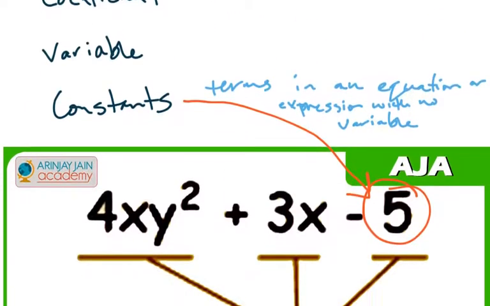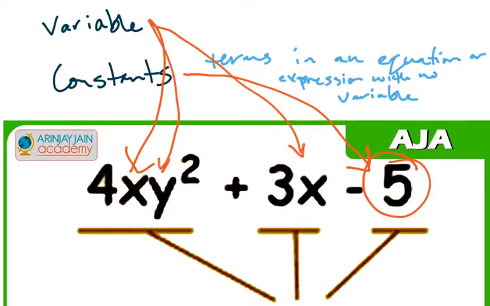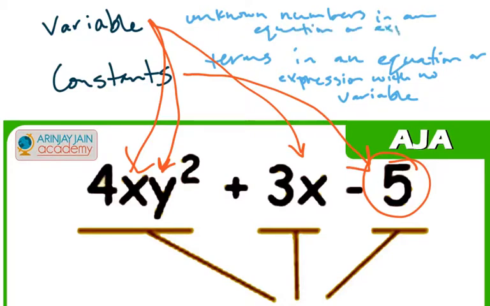And then let's talk about the variable. This problem has an x here and here, and it has a y here. Okay? Variables are unknown numbers in an equation or expression.